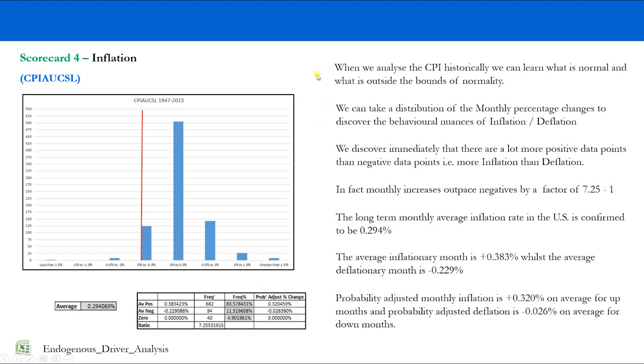What we're trying to do here is learn what is in the normal bounds and what is outside the bounds of normality. The distribution allows us to do this, and we discover straight away that there are a lot more positive data points. When we analyze positive versus negative data points, we realize that monthly increases in the CPI throughout history have outpaced negatives by a factor of 7.25 to 1, which is obviously a huge difference.